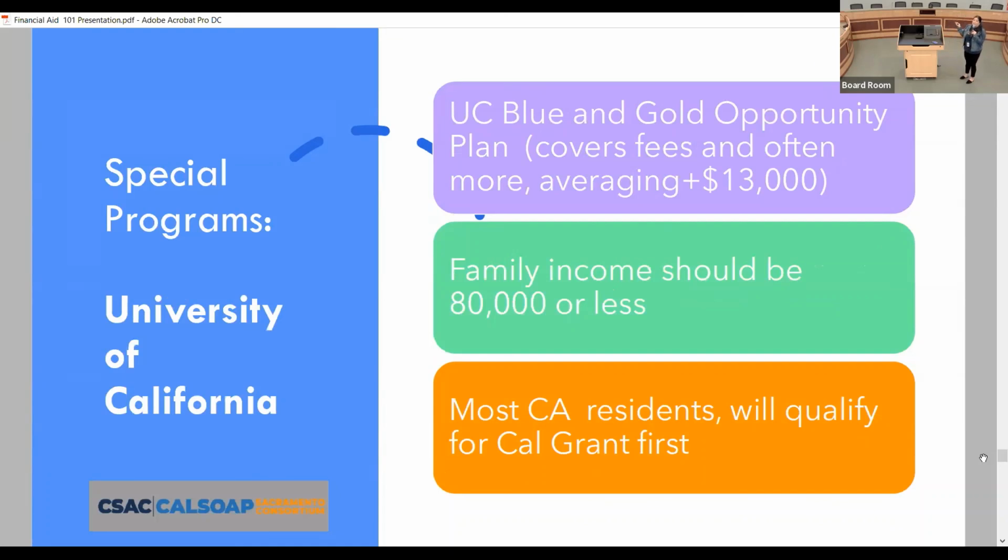And then our UCs, you guys, have this thing called the Blue and Gold opportunity that says if a family makes $80,000 or less, they get free tuition. Many of our students and families who make $80,000 or less are already going to get the Cal Grant. So just know if you're in that situation, you're going to get free tuition. Doesn't really matter who pays for it as long as it's paid, right?